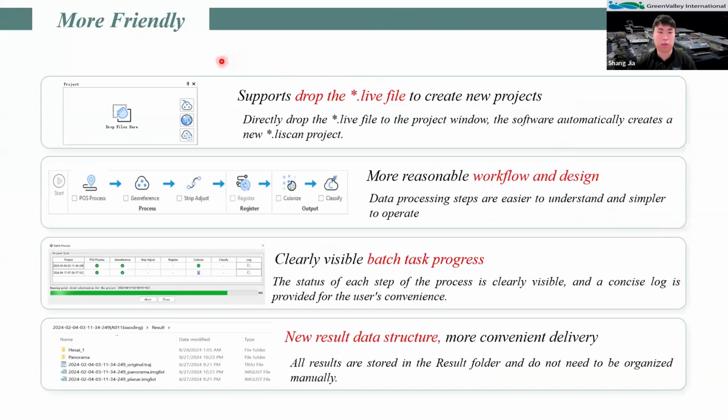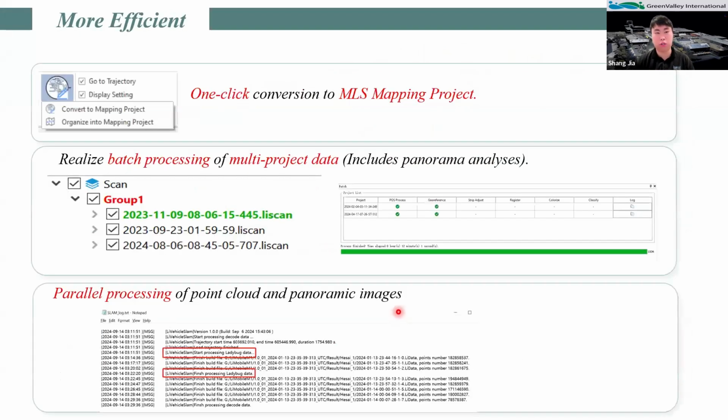To elaborate on some of these, it supports drag and drop of the file directly into the processing module instead of having to load each individual project file like images or raw data files. There is a more reasonable workflow and design, a clearly visible batch task process, and a new result data structure. It is more efficient, allowing one-click conversion to an MLS mapping project, batch processing of multi-project data, as well as parallel processing of point cloud and panoramic images.